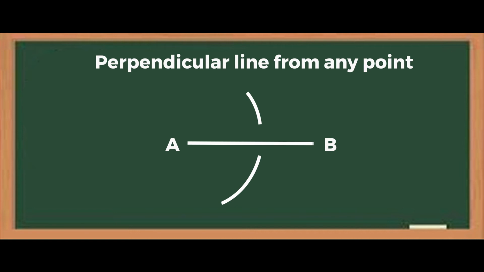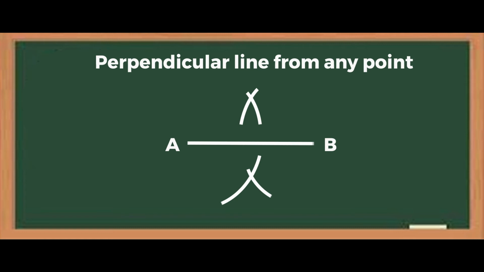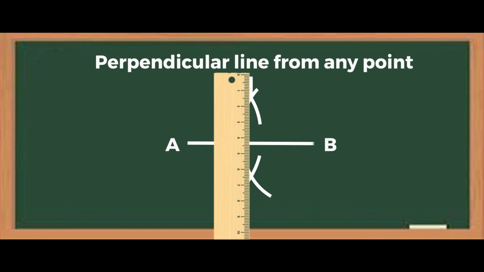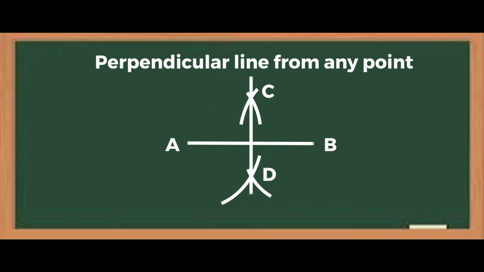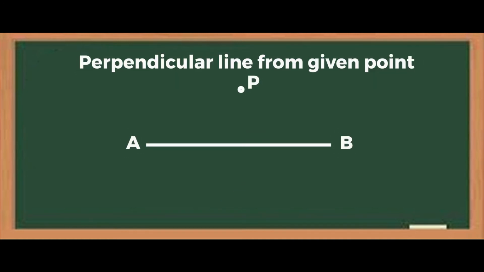Without changing the compass width, place the compass on point B. Draw an arc above and below the line so that the arc crosses the first two. The two points where the arcs cross are the same distance away from point A and from point B. Use a ruler to join the points where the arcs intersect. This line segment CD is the bisector of AB.